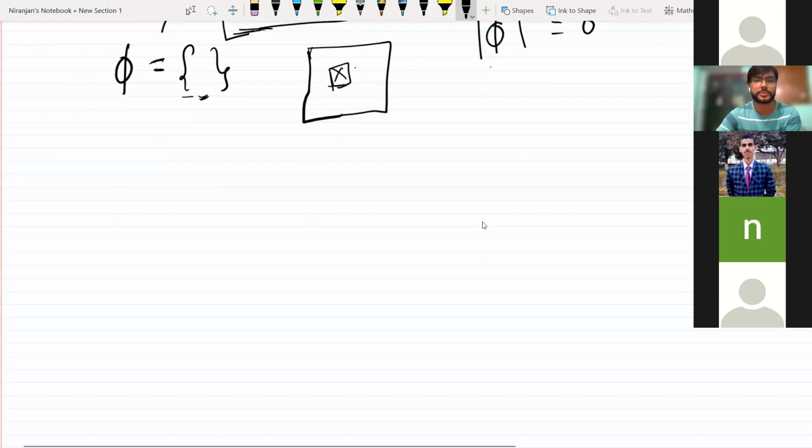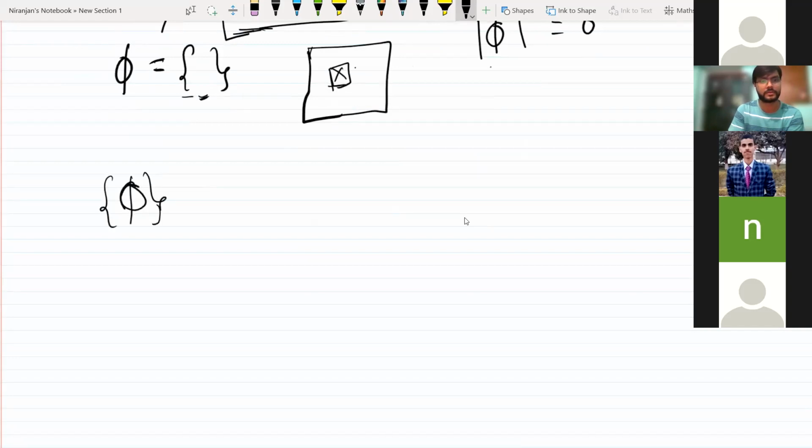But what happens when I write something like this? What would be the cardinality of this? Take 30 seconds. Sir, 1. Yeah. All right. Who said it? Jharna. Yeah, that's very good. Very nice. Brilliant. So the answer is 1, right?